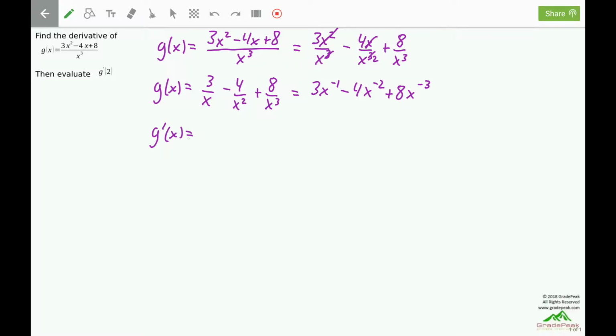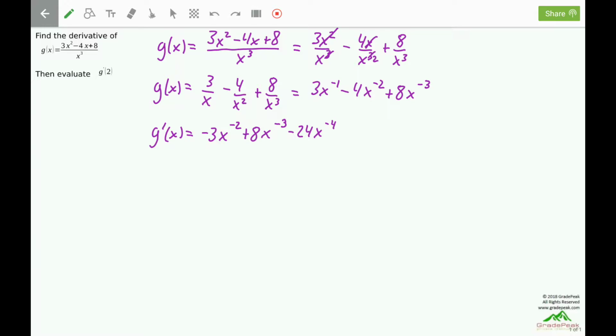G prime of x will be, the first term's a power rule, bring down the minus 1, multiply it with the 3, minus 3, x raised to the minus 1 more, which is minus 2. Second term, minus 4 times a minus 2 is a positive 8. X raised to the minus 2 minus 1 more, which will give us minus 3. And then the third term, 8 times the negative 3 is negative 24. X raised to the minus 3 minus 1 more will become minus 4.